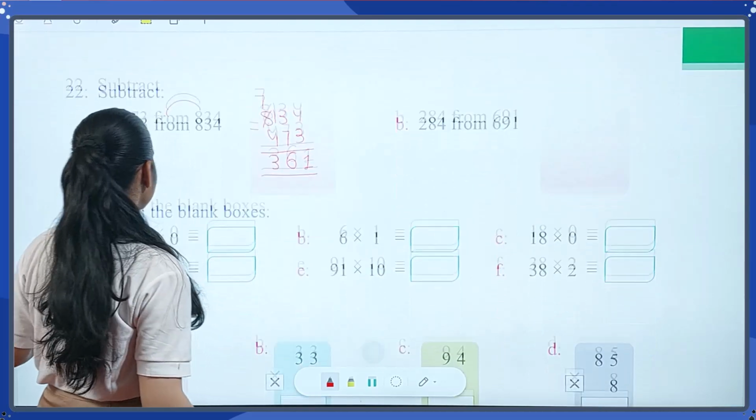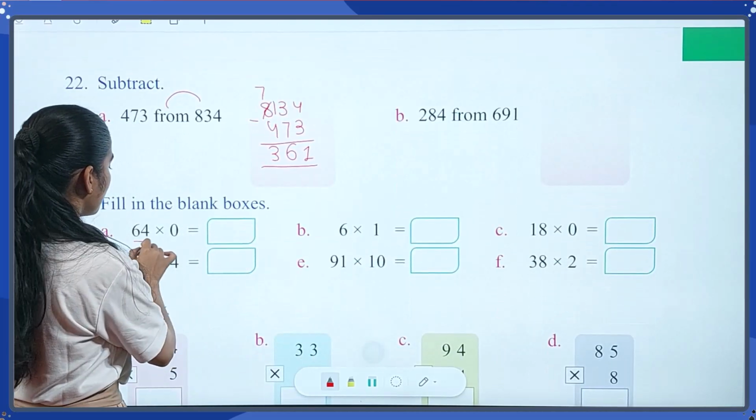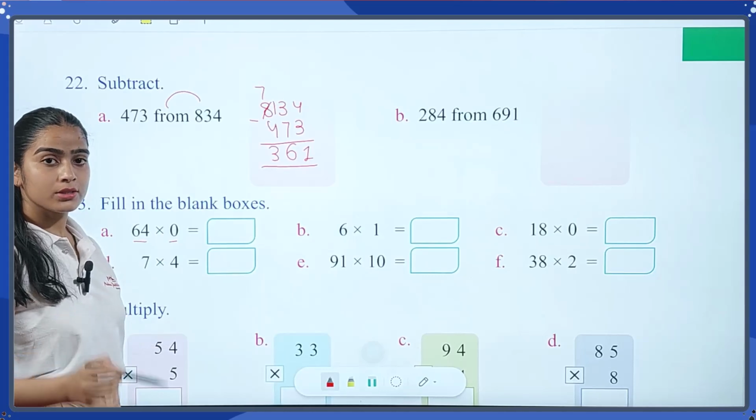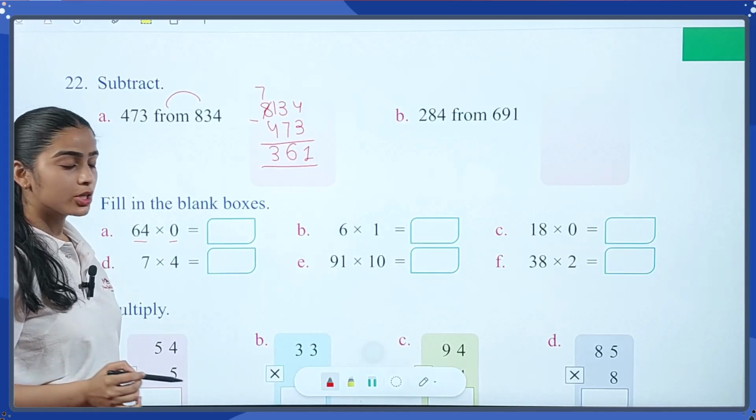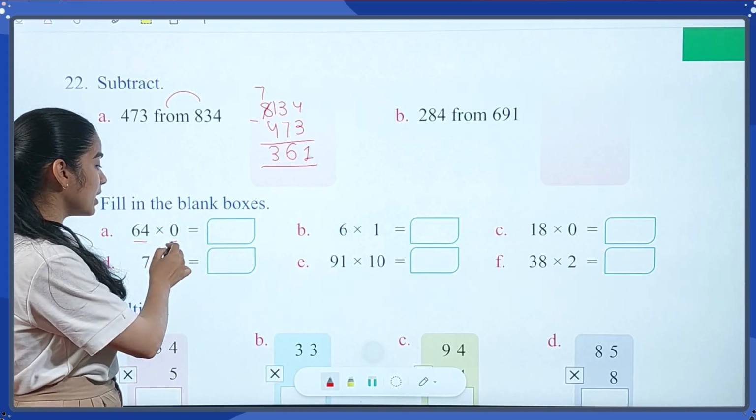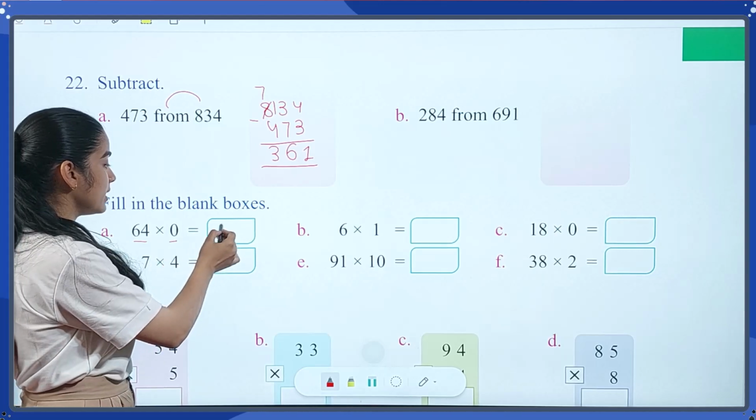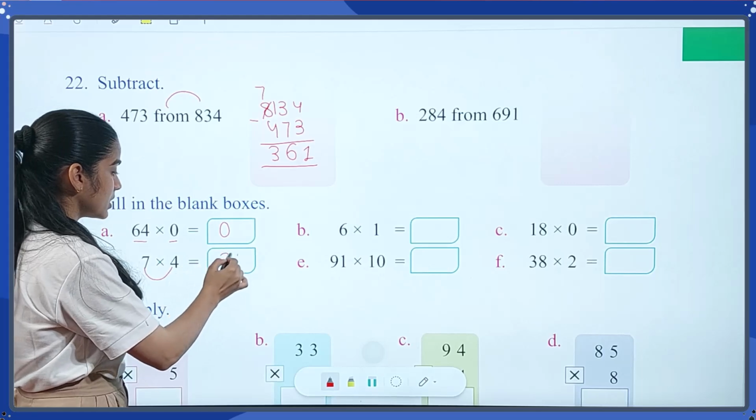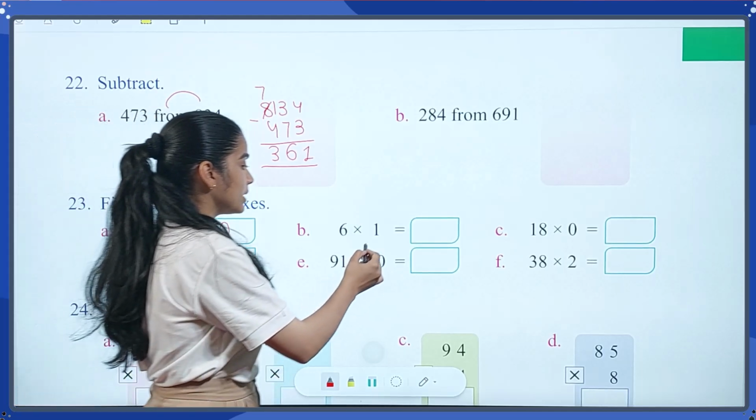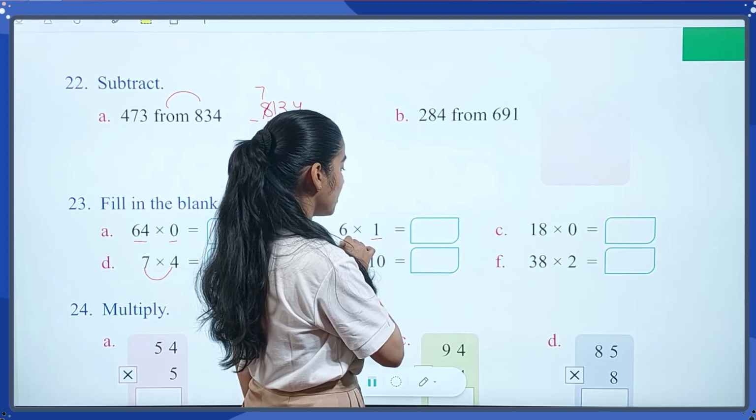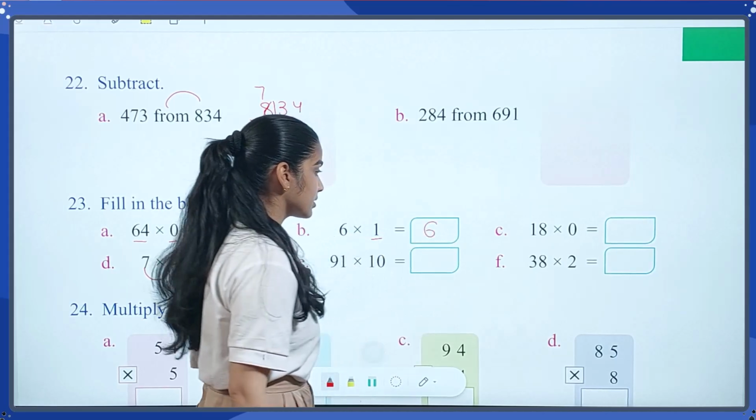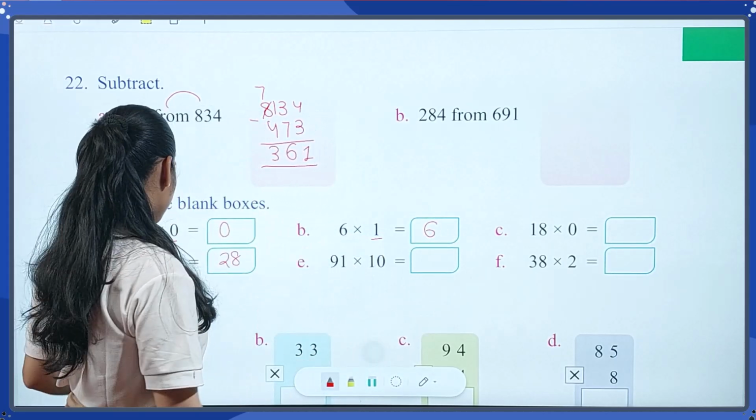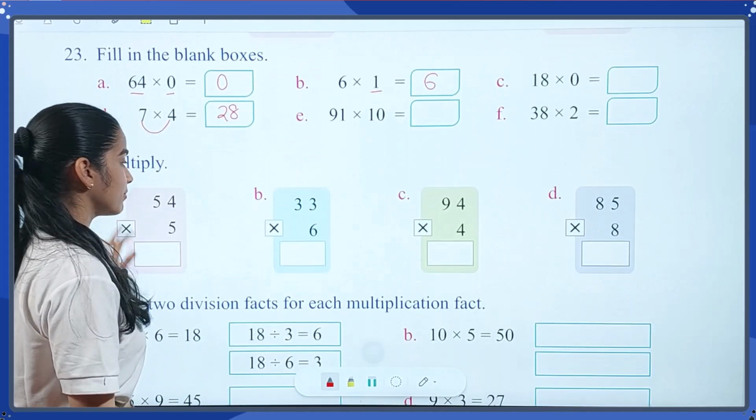Okay. Next, filling the blank boxes. So 64 multiplied by 0. What is the rule and property of multiplication whenever we multiply a number by 0? The end result is 0 only. 7 multiplied by 4 is 28. When we multiply a number by 1, the number itself is the answer. So in the same way you can solve the rest of the questions you have. Now we have multiplication.